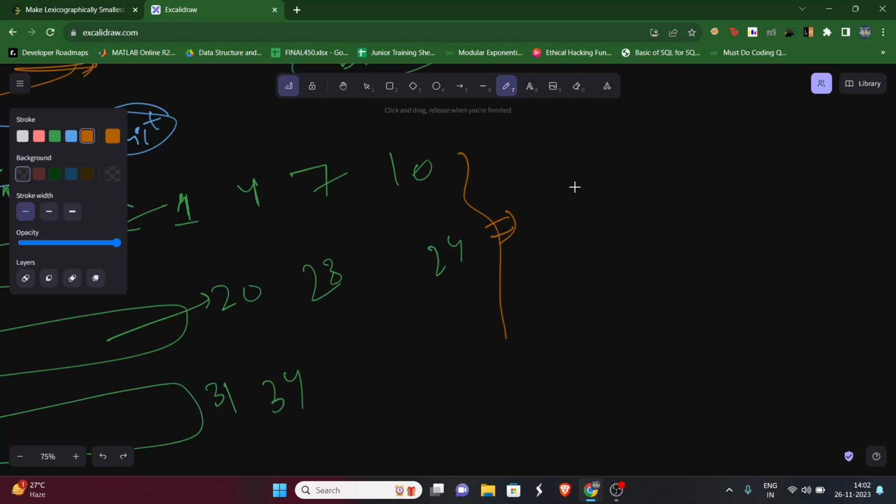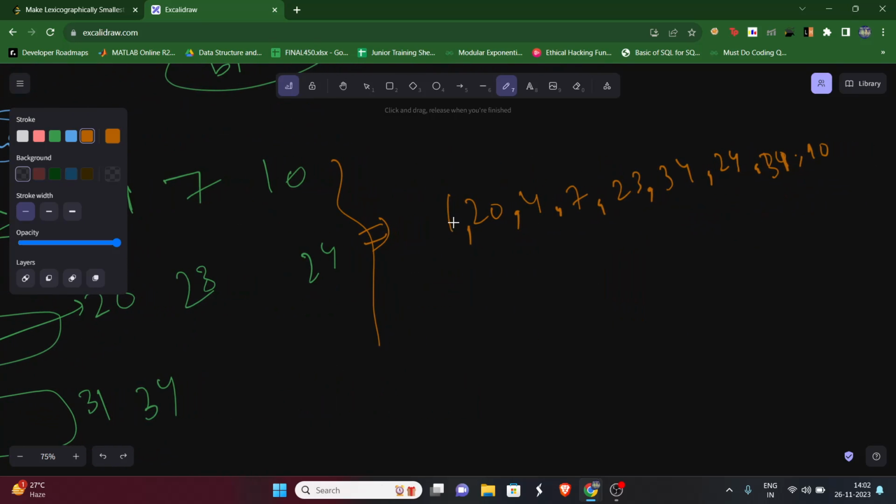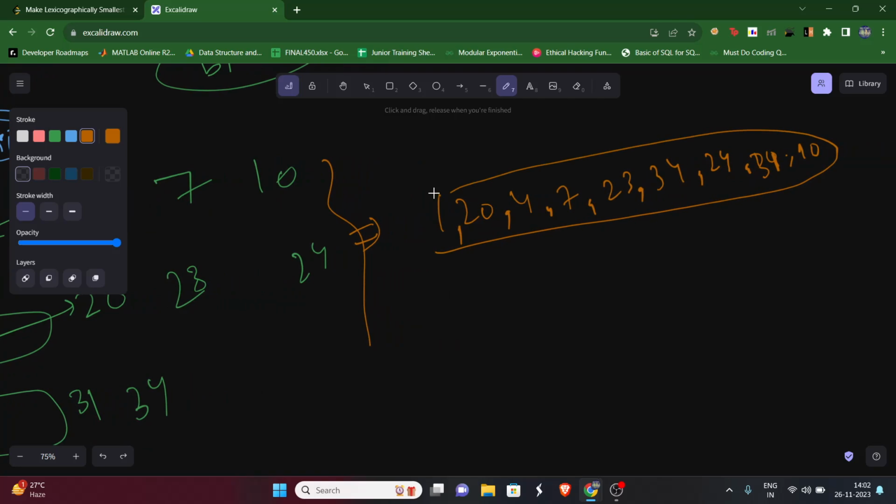Okay, now the initial order of the array was something like this: 1, 24, then again 7, then 20, 23, then 34, then 24, then, what elements are left? 31, let's say, and 10. I hope everything is covered. So initially we have this array, and you will see that our first group is this 1, this 4, this 7, and this 10. Now our second group is this 20, this 23, and this 24, and our third group is this 34 and this 31. Let's think of it as 31.